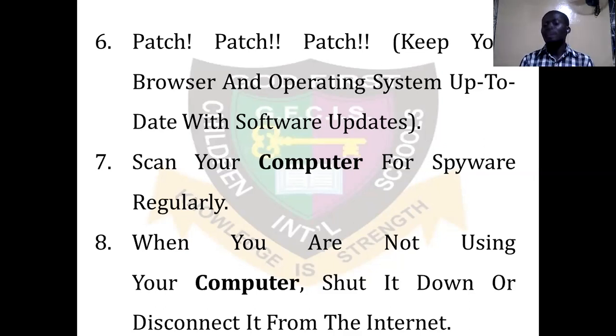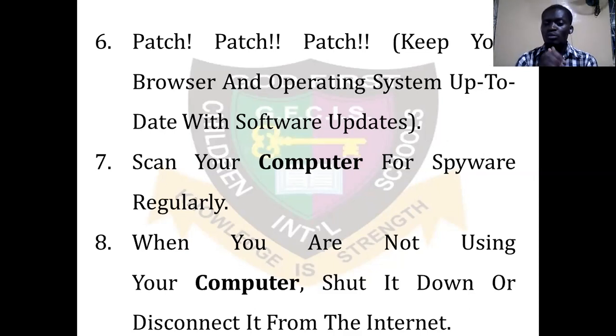We have Avast as an antivirus. You have Norton. You have ByteDance. You have BullGuard, and so many other antivirus in the market. You can have them in your system. Install one or two to help you monitor the health status of your system.